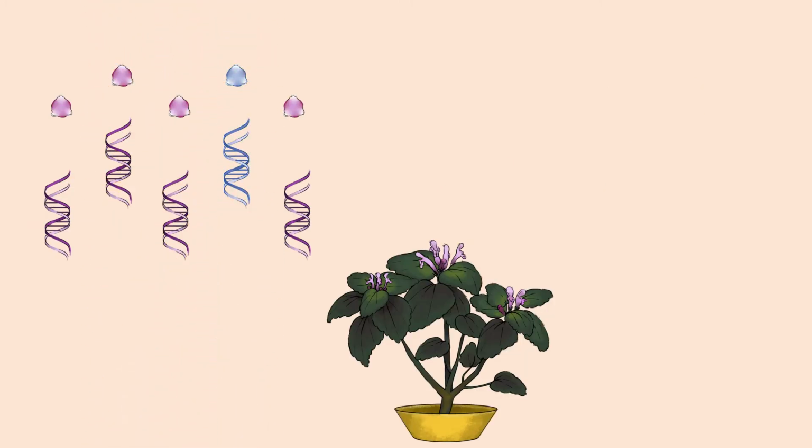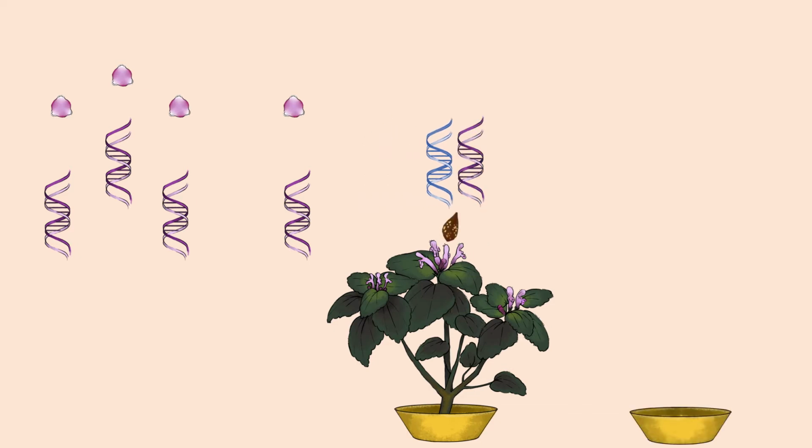Alternatively, mutations can be induced directly in a germline, such as pollen or ovules. The mutated pollen can then be used in a controlled cross, and the offspring resulting from the cross will carry the mutated gene.